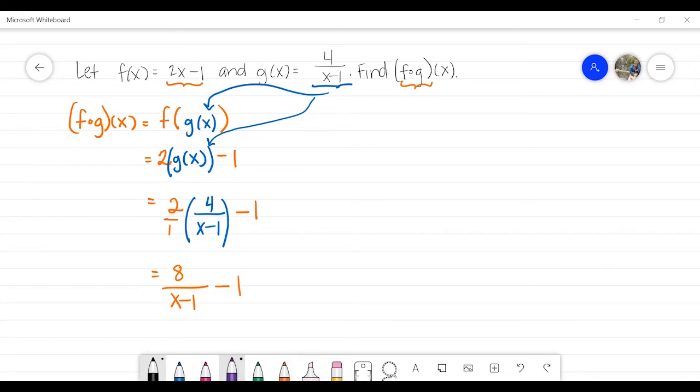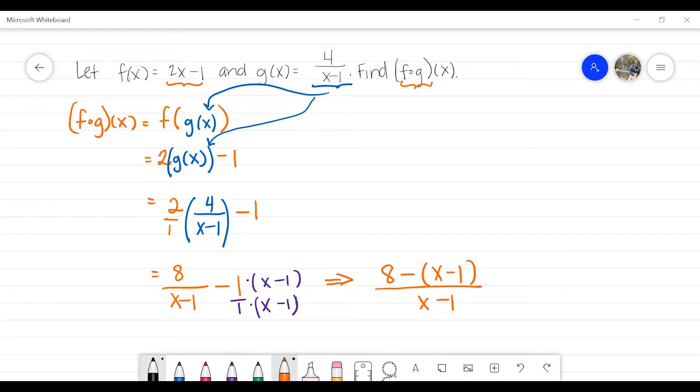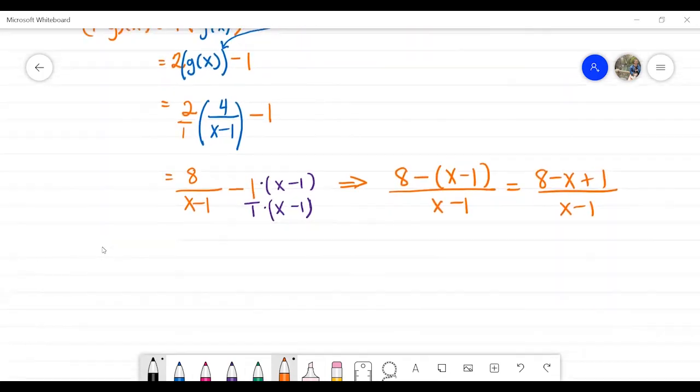I might make this a fraction and multiply by a common denominator, like this, which would give us 8 minus x minus 1 all over that x minus 1 denominator, which would give us 8 minus x plus 1, which I'll write down here so it's kind of together. F of g would be not 8, but 9 minus x over x minus 1.